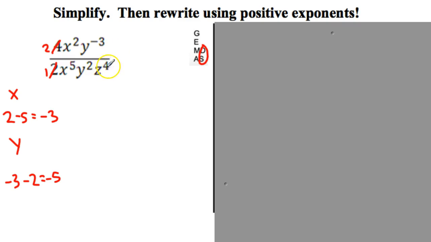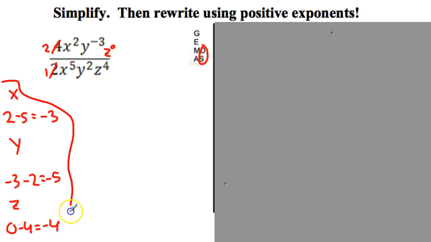Lastly, we have z to the 4th in the denominator, right? You could always write z to the 0 on top. Why? Because z to the 0 is 1. So that's going to be 0 minus 4, which is minus 4. Okay, so these, I simplify that. So if I write this, 2 over 1, that's really just 2.